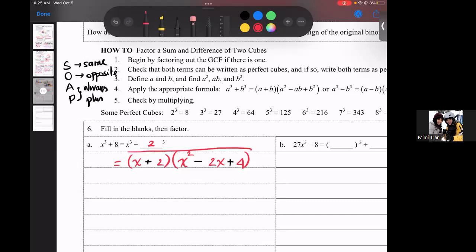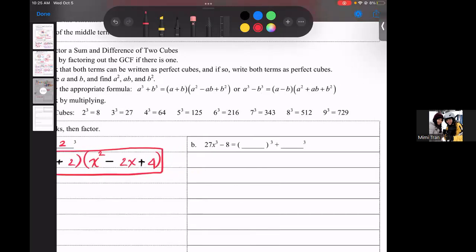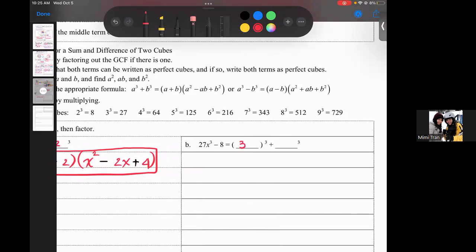One more and I'll let you go, I promise. Let's do this one: 27x cubed minus 8. How do I rewrite 27x cubed as something cubed? What number when I cube it gives me 27? 3, right? And then the x. And then the 8 is 2 cubed. Oh, there should be a minus here. Typo, sorry.